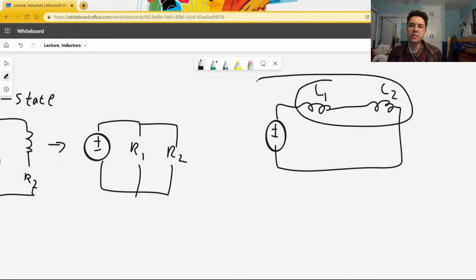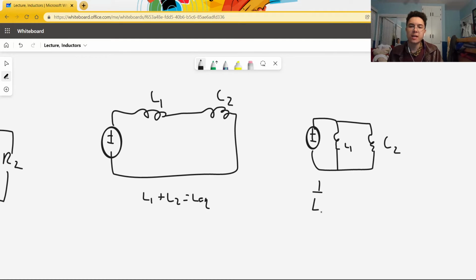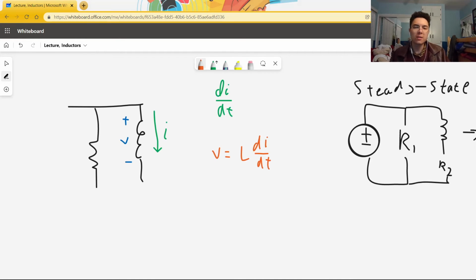Finally, inductors can be combined in exactly the same way as resistors. Inductors in series add directly together into an equivalent inductor, and inductors in parallel add as the reciprocals of their inductances. One more thing, the energy stored in an inductor, let's call it W, is equal to Li squared, where I is the current going through the inductor.